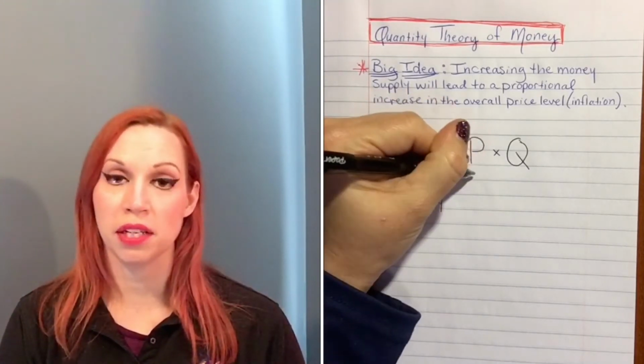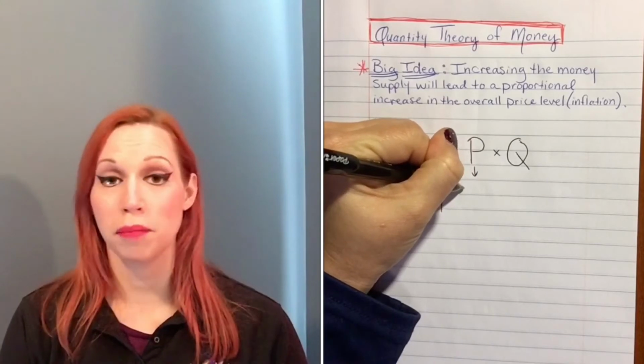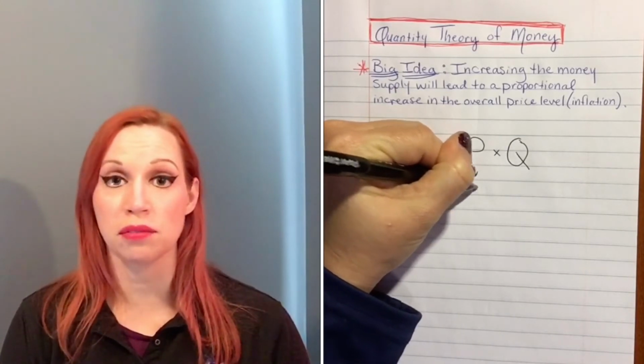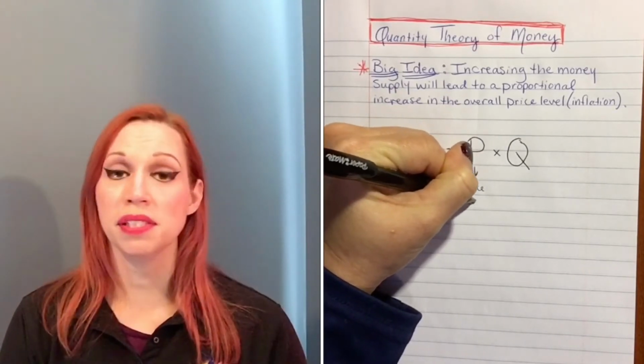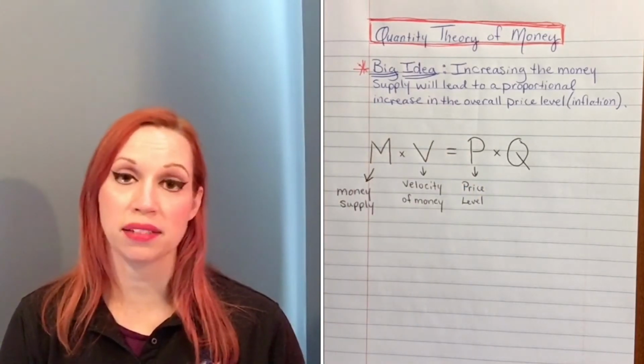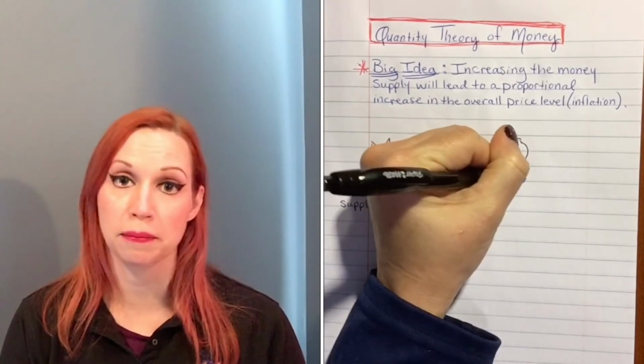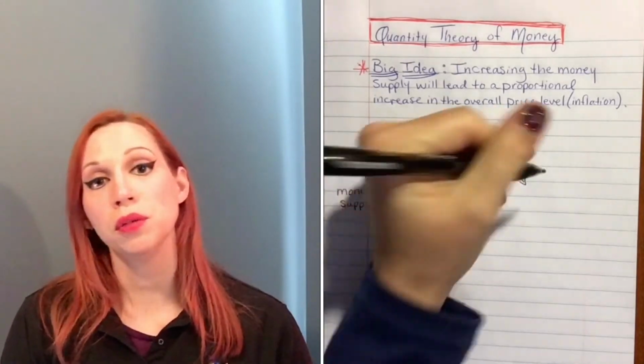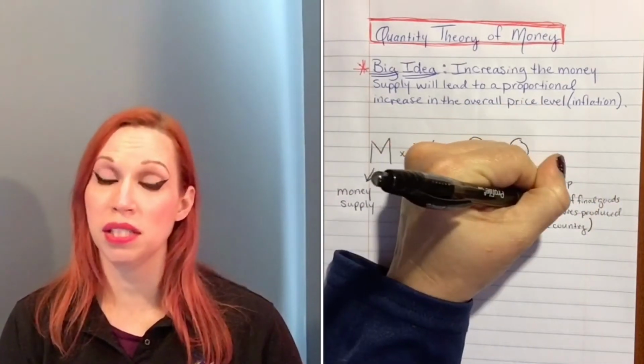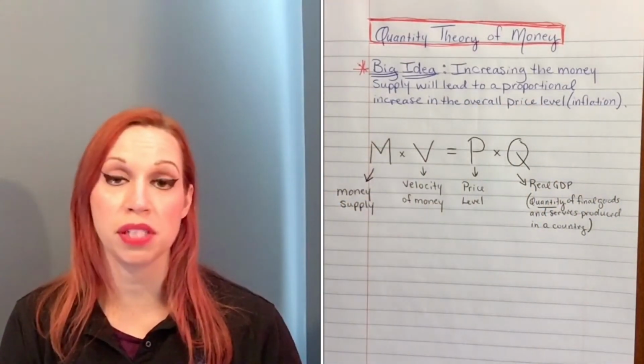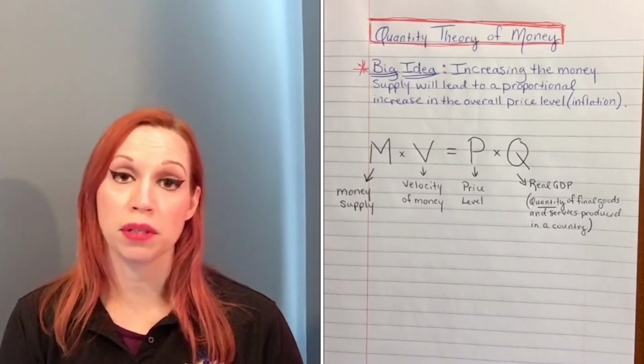Now on the other side of the equation, we have P. P represents the overall average price level of items in the economy. This is the same thing as price level on the y-axis on our aggregate demand, aggregate supply model. And then Q is going to represent the quantity of actual goods and services that we're producing in our country, which is going to be our real GDP.